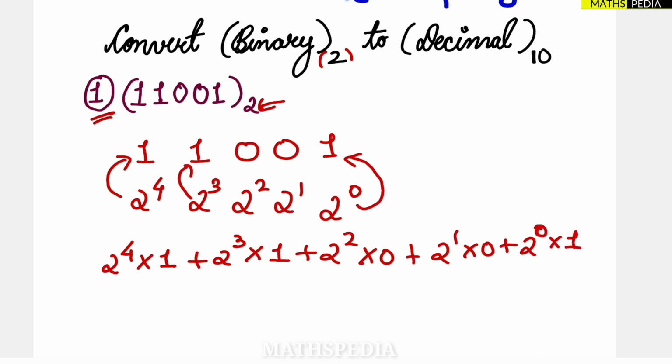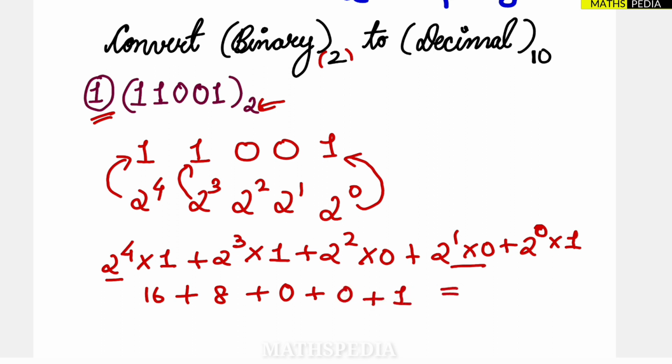So this is the basic idea. 2 power 4 value is 16, plus 2 power 3 is 8, plus 2 power 2 into 0 is 0, plus again 2 power 1 into 0 is 0, plus 2 power 0 is 1, so 1 into 1 is 1.